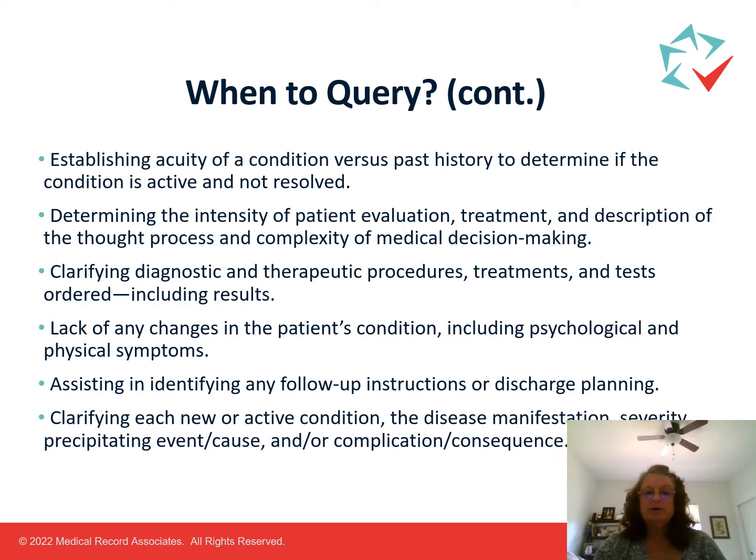Continuing with when to query, you can see there's lots of different scenarios of when to query. Establishing acuity. When we have a past history of something, a condition, we have to determine if it's active or is it now resolved. So we might have to query regarding that. Determining the intensity of patient evaluation, treatment, and description of medical decision making. This is a big one that can tell you when to query about an evaluation and management CPT code, in particular in our outpatient setting.